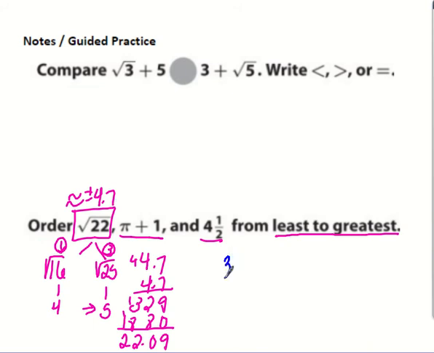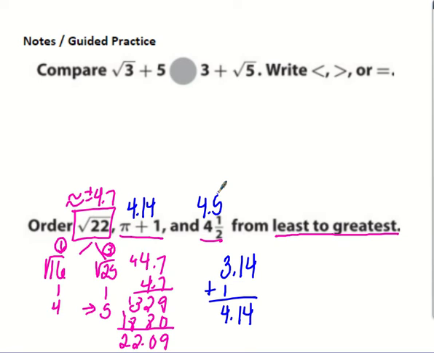Anytime we have pi, we refer to it as 3.14. If I'm going to add 1, I now have a 4.14. So this one is going to be a 4.14, and I hope that at this point in the game, all of our 7-8 students know that 4.5 is 4.5.